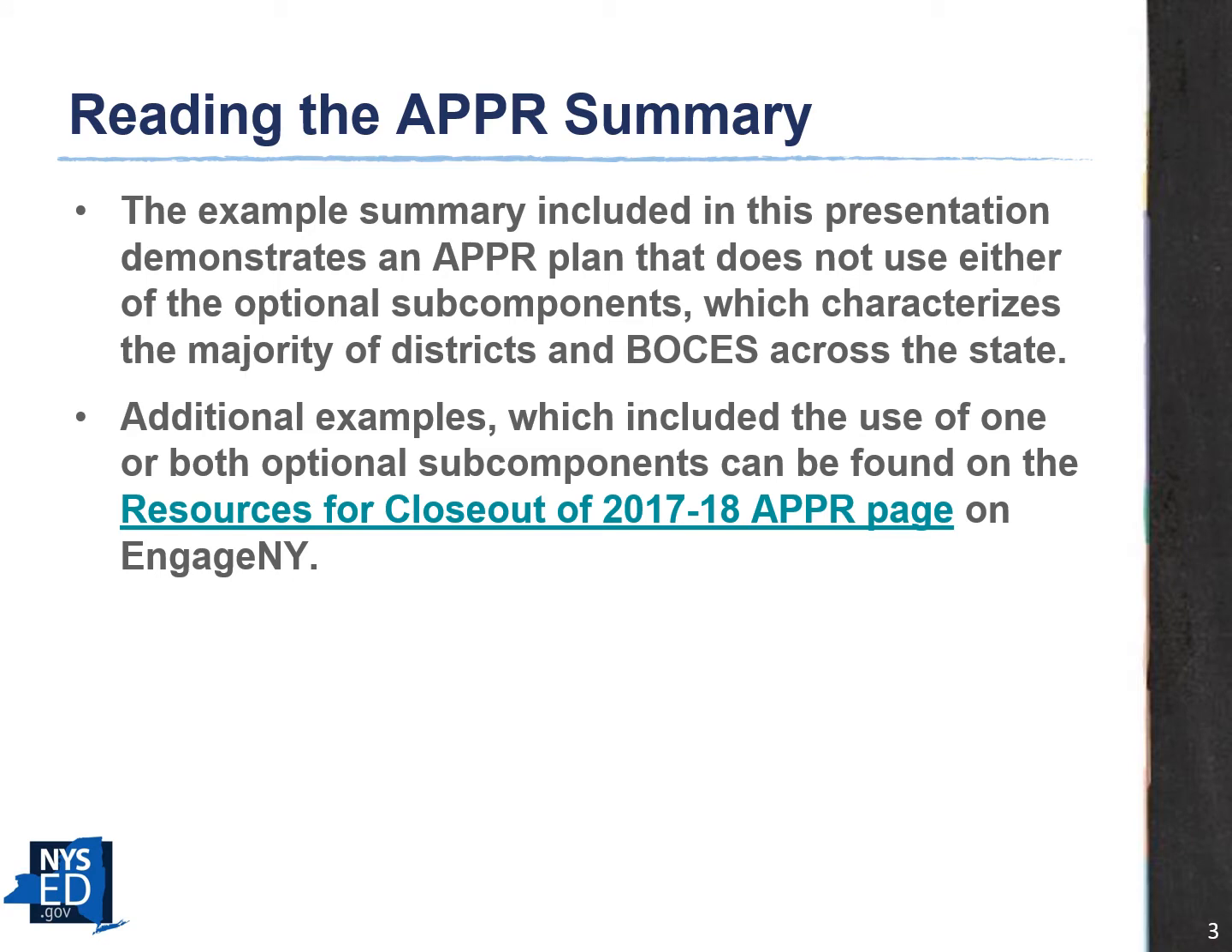Reading the APPR summary. The example summary included in this presentation demonstrates an APPR plan that does not use either of the optional subcomponents, which characterizes the majority of districts and BOCES across the state. Additional examples, which include the use of one or both optional subcomponents, can be found on the Resources for Closeout of 2017-18 APPR page on Engage New York.